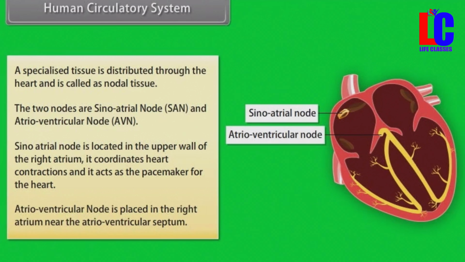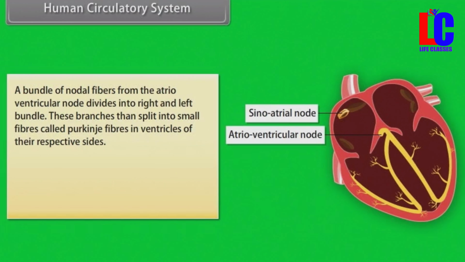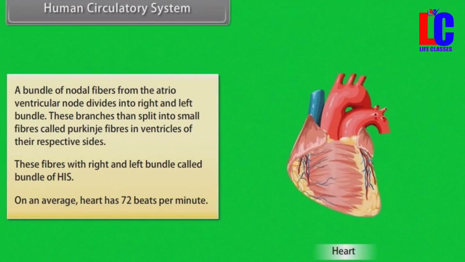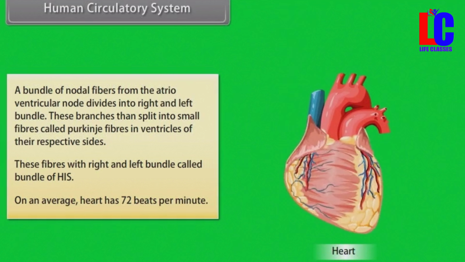The atrioventricular node is present in the right atrium near the atrioventricular septum. A bundle of nodal fibers from the atrioventricular node divides into right and left bundles. These branches then split into small fibers called Purkinje fibers in the ventricles of their respective sides. These fibers with the right and left bundles are called the bundle of His. On an average, the heart has 72 beats per minute.